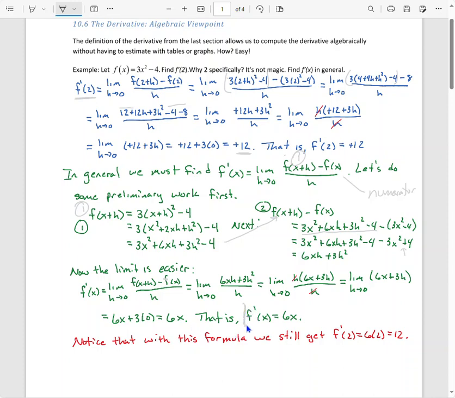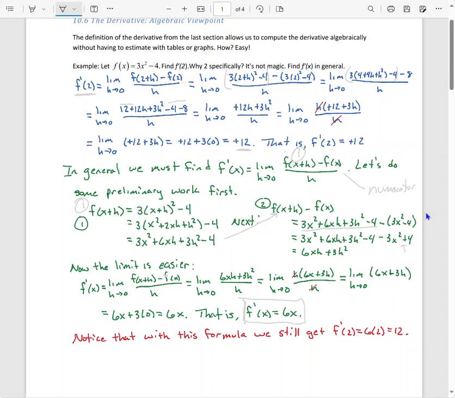So I have a function. Now this is just a function that behaves like any other function, right? We know all about this function. Notice that with this formula, I can still find f prime of 2 is 12, like I did up here, but I could also find f prime of 5 is 30. F prime of negative 3 is negative 18. I can find so many more because I have a function for the output to find the derivative instead of having to do this for every single x value. And that, my friends, is the algebraic viewpoint.